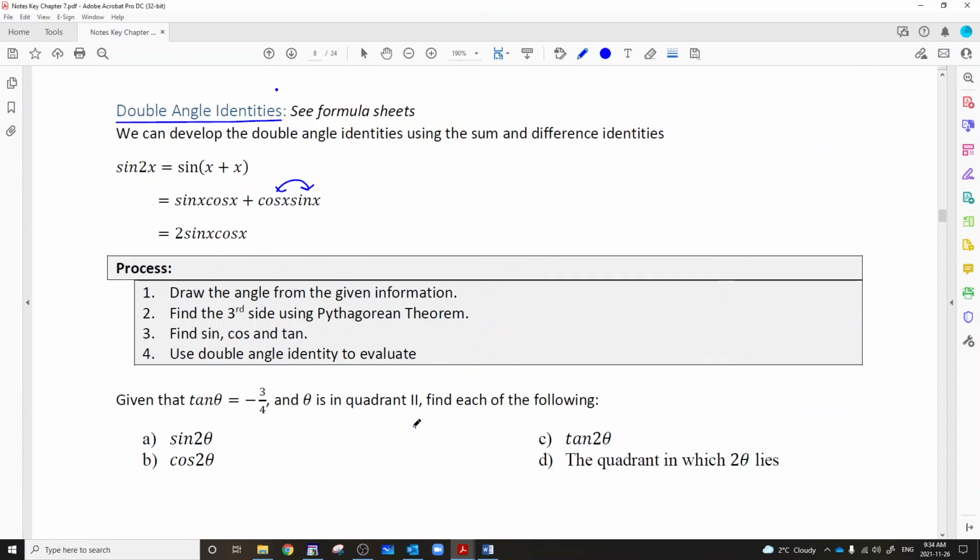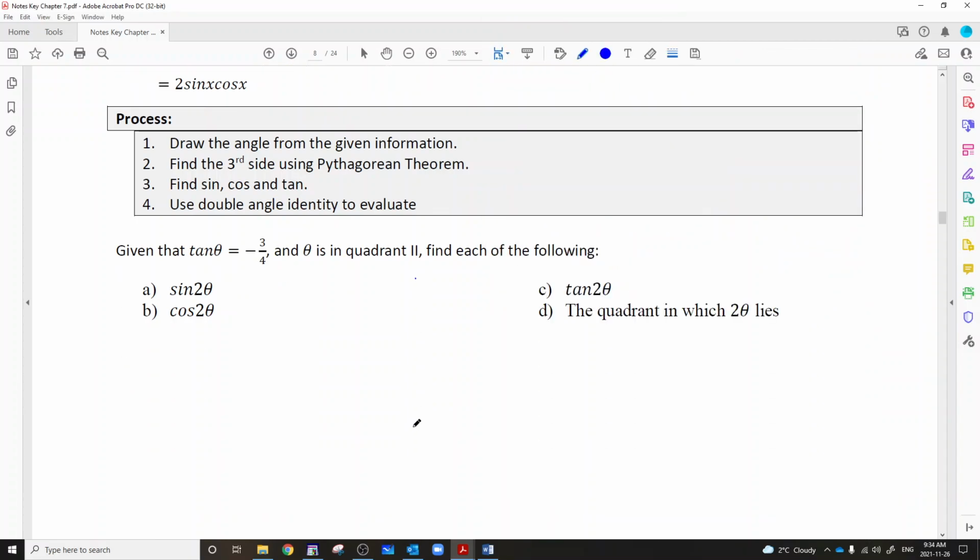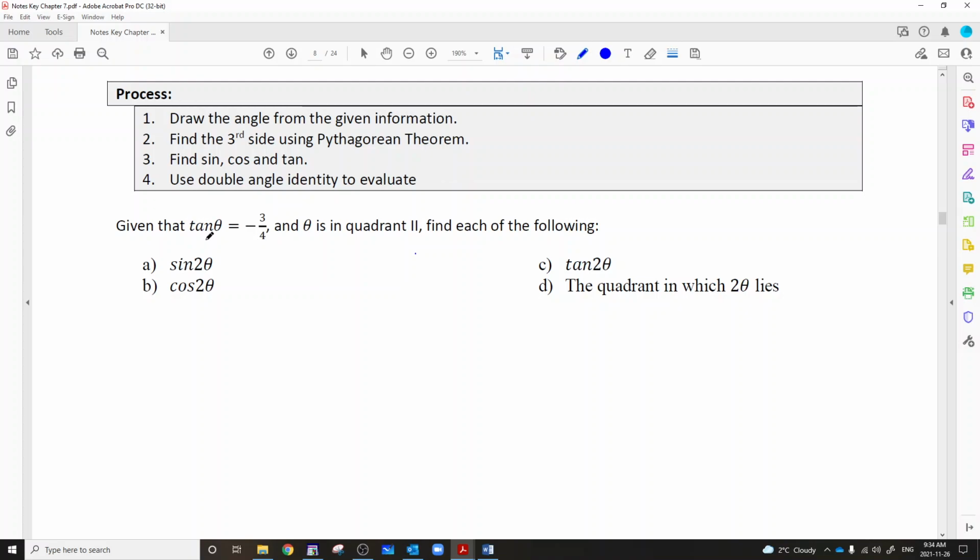So let's look at what a question would be. It'll say something like, given that tan theta is -3/4, theta is in quadrant 2, find each of the following: sine 2 theta, cos 2 theta, tan 2 theta, and which quadrant 2 theta lies. So I've got a process here. I've got some steps that you can do, but I'll get to them.